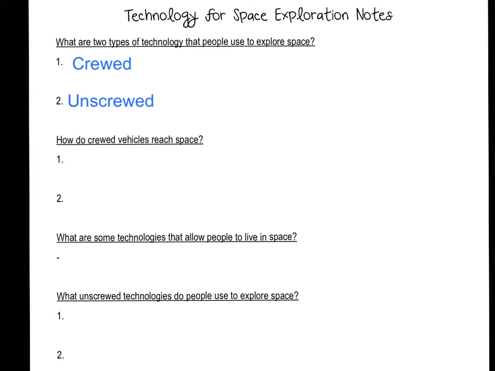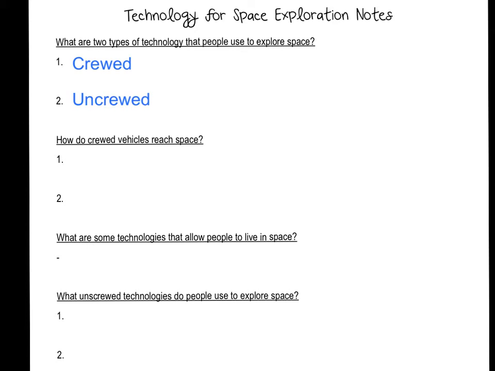So they've got two types of spacecraft for two types of technology that we can use to explore space for two different reasons. So the space shuttle would be an example of a crewed spacecraft, not uncrewed. And then things like rovers and other things that we talked about in lesson 1 would be examples of uncrewed.